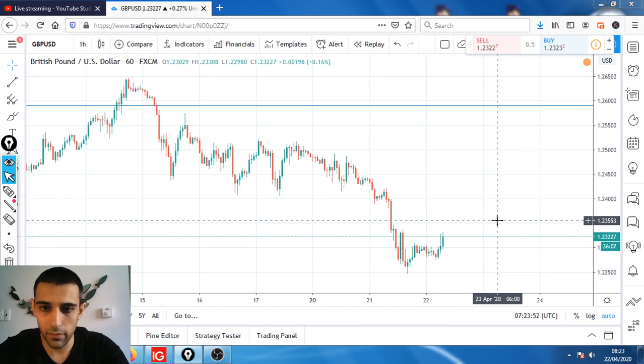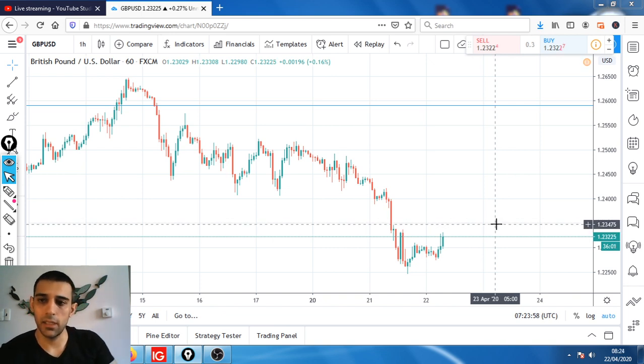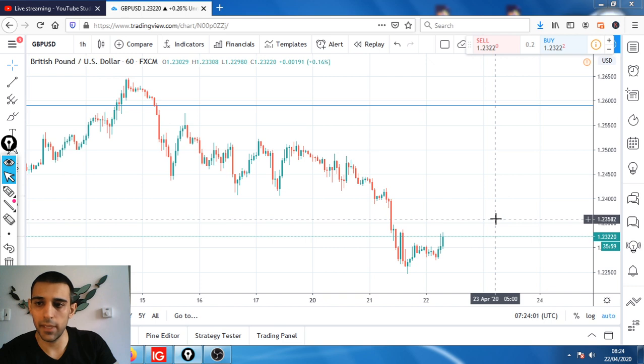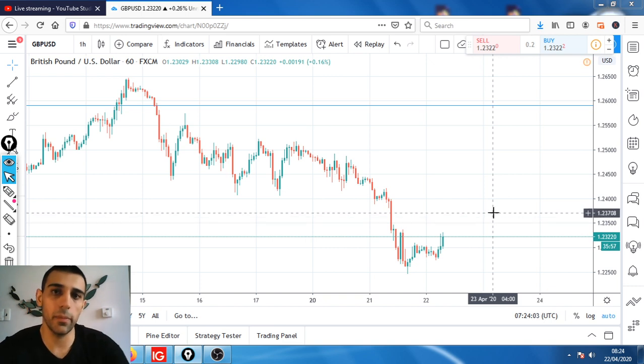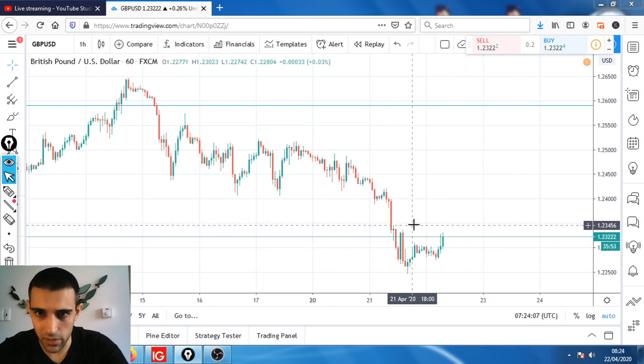15, you can even get away with a 15 pip stop loss. I'm probably going to give it about 20 pip stop loss. So 23.60 is going to be the stop loss up there, 23.60. So we're looking at a 20 pip stop loss. You can get away with that 15 pip stop loss, but we might be a bit too tight.